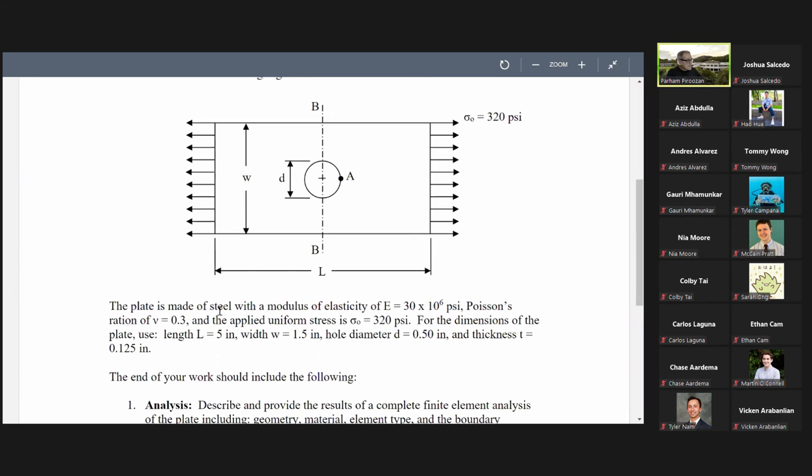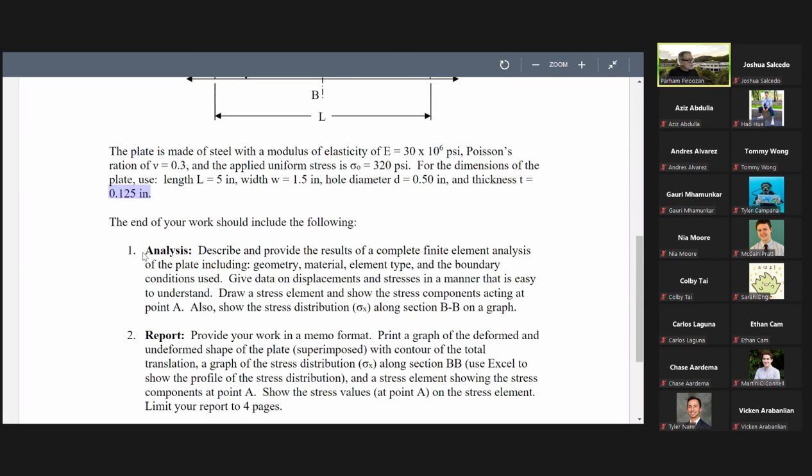The plate is made of steel. Modulus of elasticity 30 times 10 to the power 6 psi. Poisson's ratio 0.3. Stress is 320 psi. We are pulling this. Dimensions: length is 5 inches. Width is 1.5 inches. Diameter is 0.5 inch. And thickness is 0.125 inches. So we know all the information about the material, dimensions, everything. What we are going to do is finite element analysis of this one.